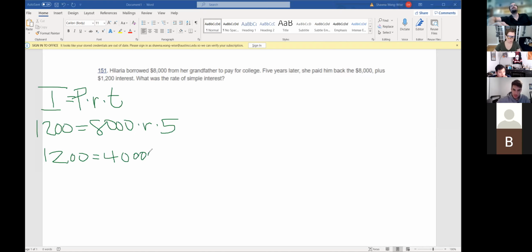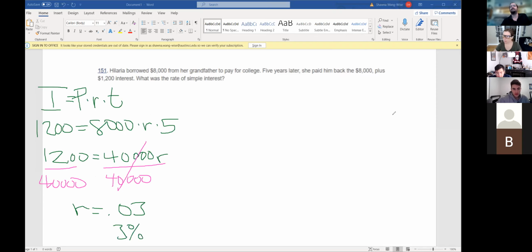So 1,200 equals 40,000 R, and then what? Then divide by 40,000 on both sides. Okay. So what do we get as our rate? 3%. 0.03 or 3%. Yeah.